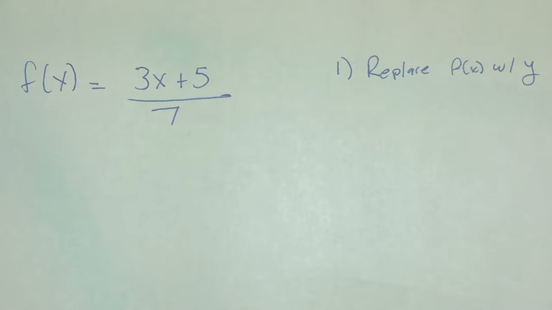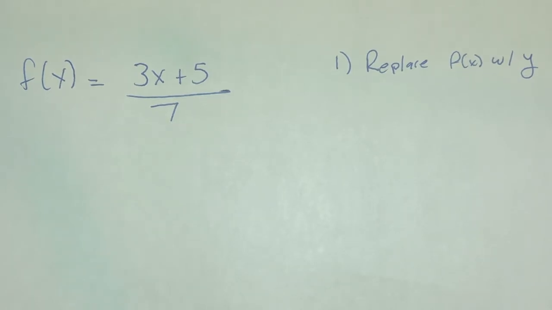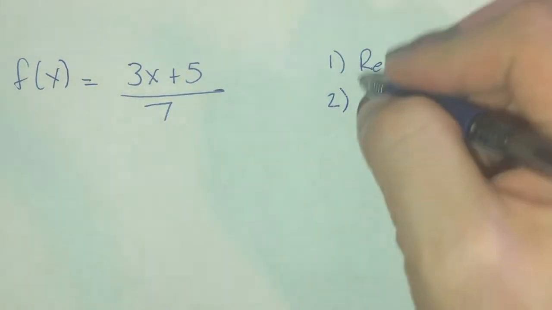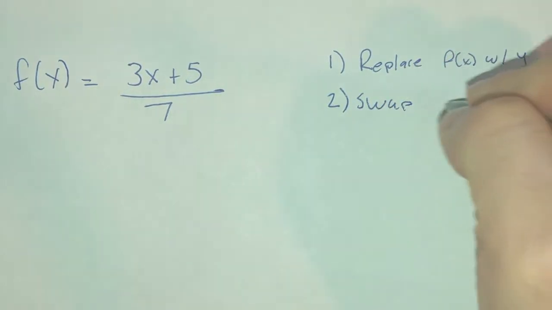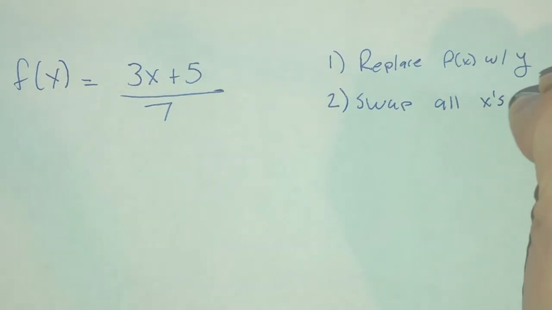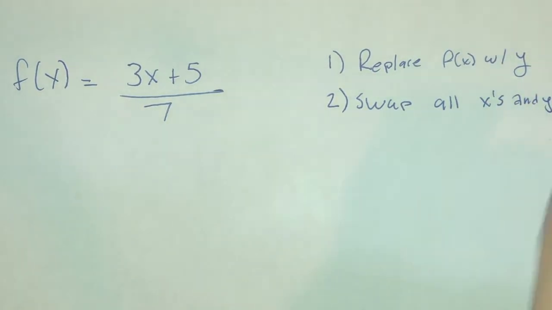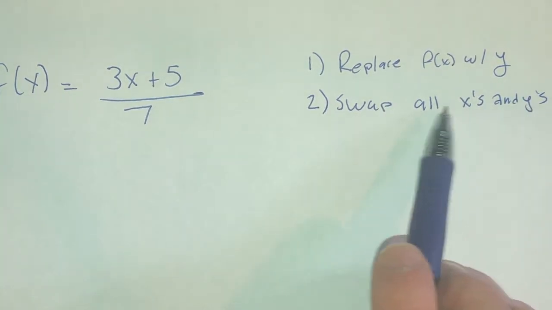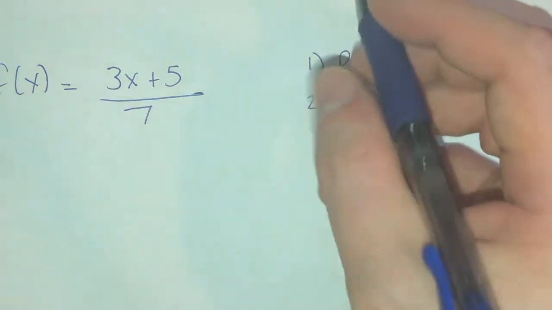I'm not going to talk about plugging it in this video, but I will, for some of them, give you a rough sketch of what they look like. That's the hope. Okay, so we first start by replacing f of x with y. The next thing we do is we swap all x's and y's. So wherever we see a y, we write an x. Wherever we see an x, we write a y. So they flip places. Okay?